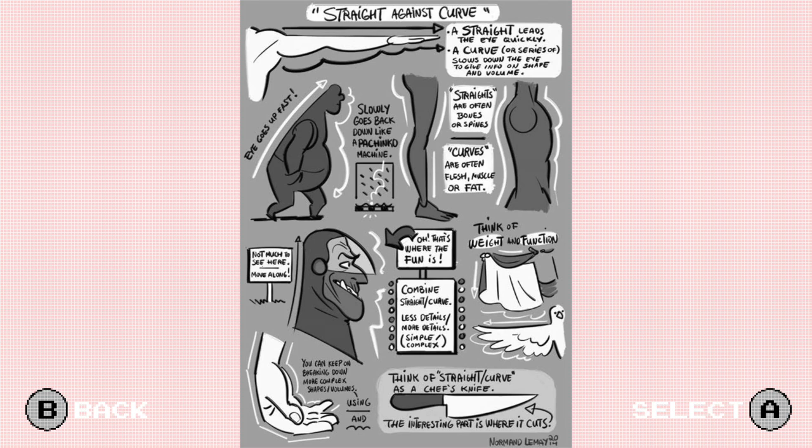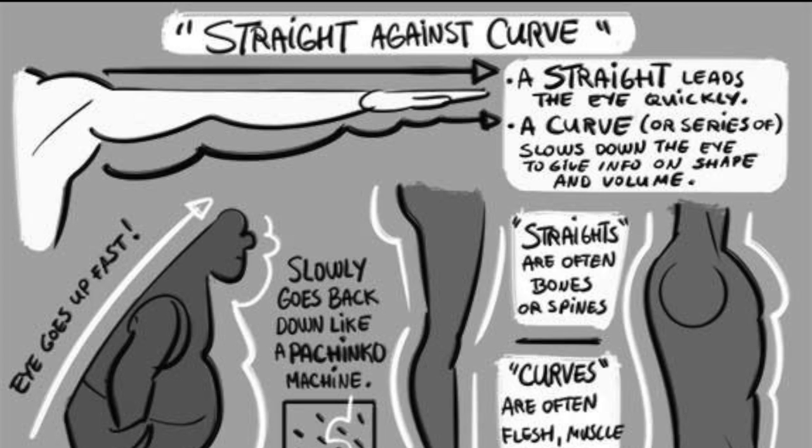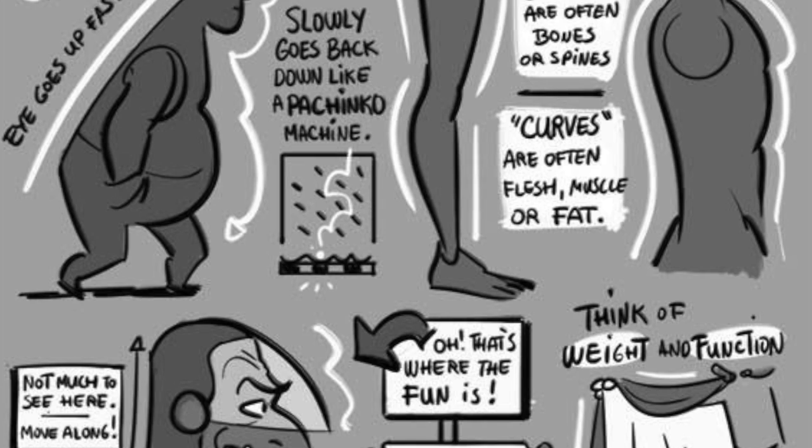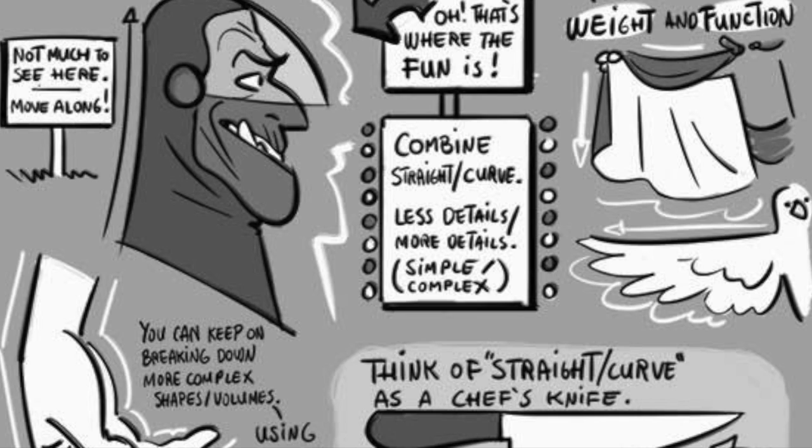So Norman says, a straight line leads the eye quickly. A curve or series of curves slows down the eye to give it information on shape and volume. You can read the entire thing by Norman, but essentially he's saying that curves are what gives it a little bit of salt, a little bit of pepper, some flavor, some spice, shake things up. It's what makes it interesting, makes it look fun, catches your eye.